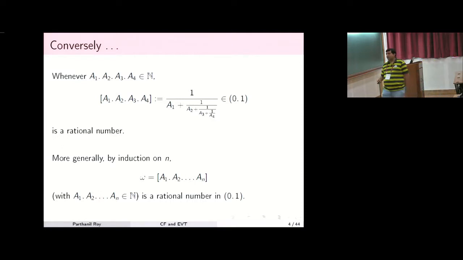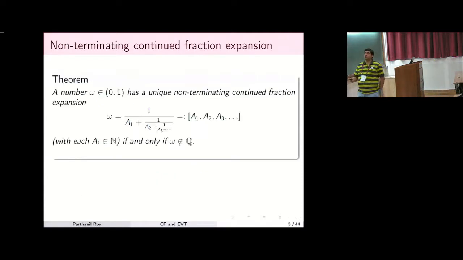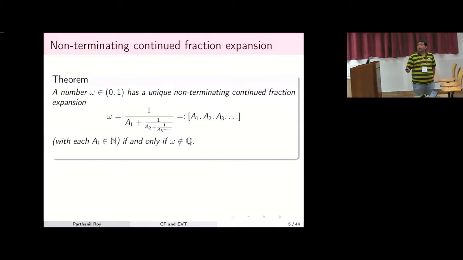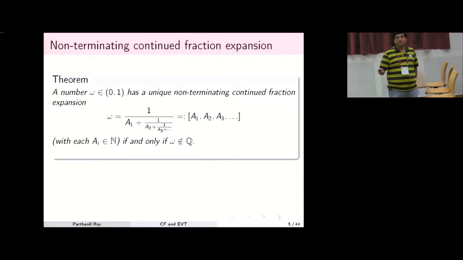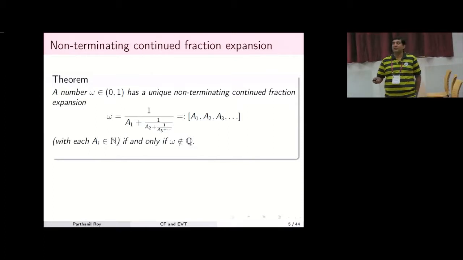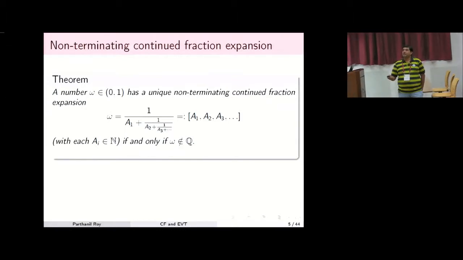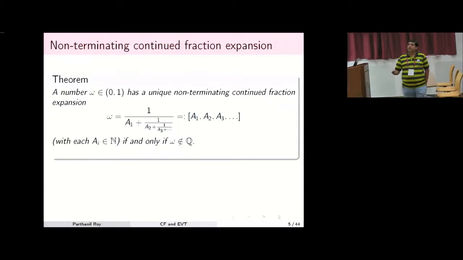Okay? So what I have actually shown to you is the following. It's a theorem. I actually don't know whose theorem it is, very classical. It says that any number omega, I'm writing omega, there is a reason, because there's some probability connection, in (0,1) has a unique non-terminating continued fraction expansion if and only if it's irrational.